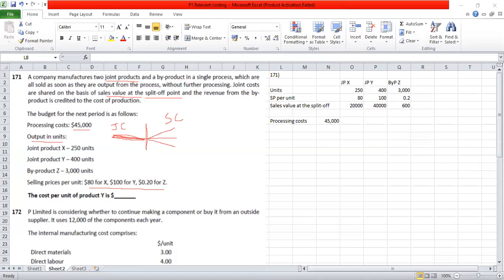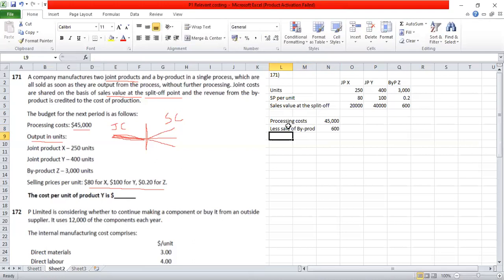So what is the basis of apportionment for X and Y? The basis of apportionment for X and Y will be based on the sale value at the split off. Sale value at the split off is 20,000 and 40,000, isn't it? 20,000 and 40,000. So 1:2. Less sale of byproduct, 600.